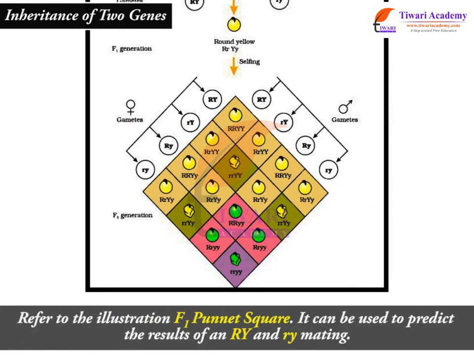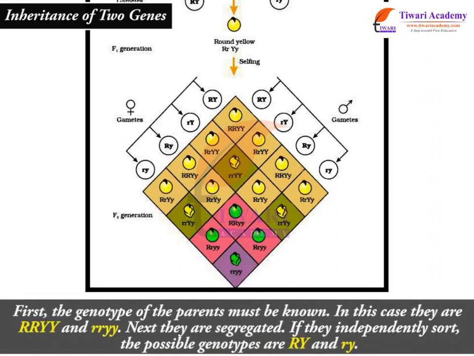Refer to the illustration F1 Punnett square. It can be used to predict the results of a cross of capital R, capital Y and small r, small y. First, the genotype of the parents must be known. In this case, capital RRYY and small rryy.